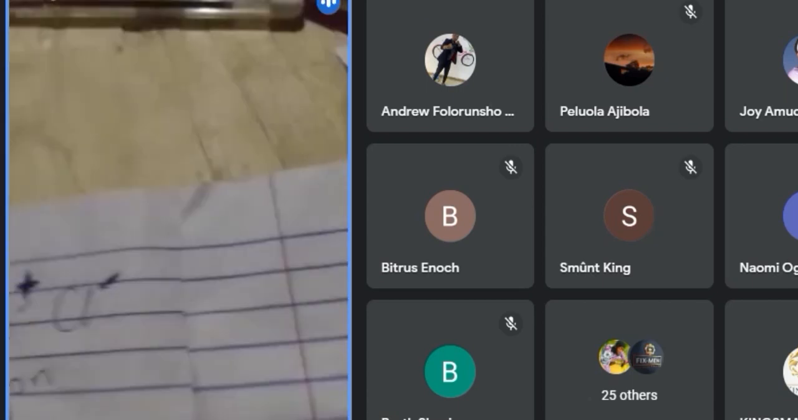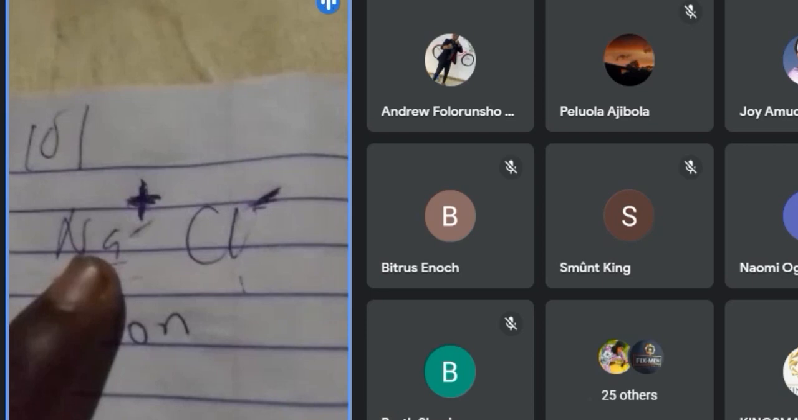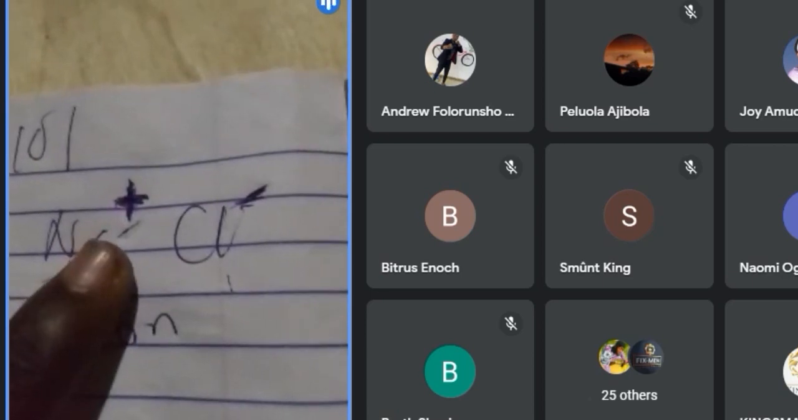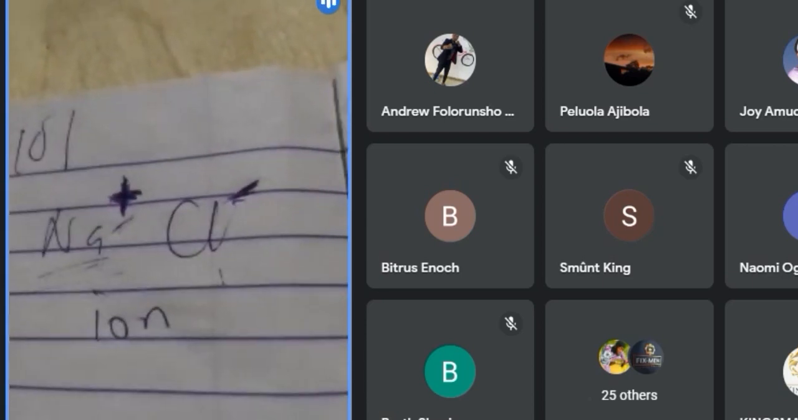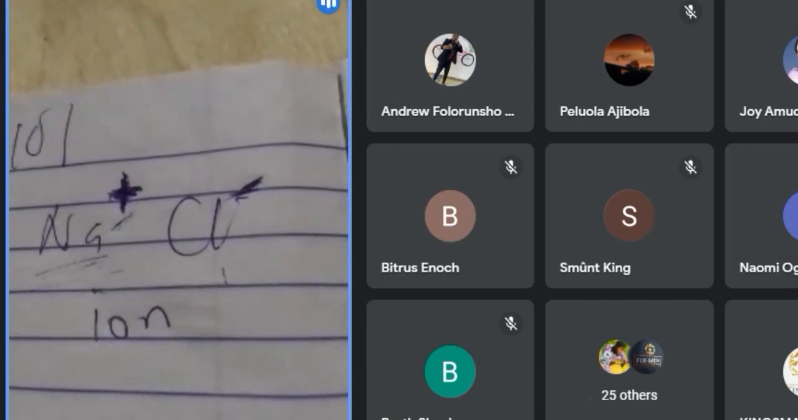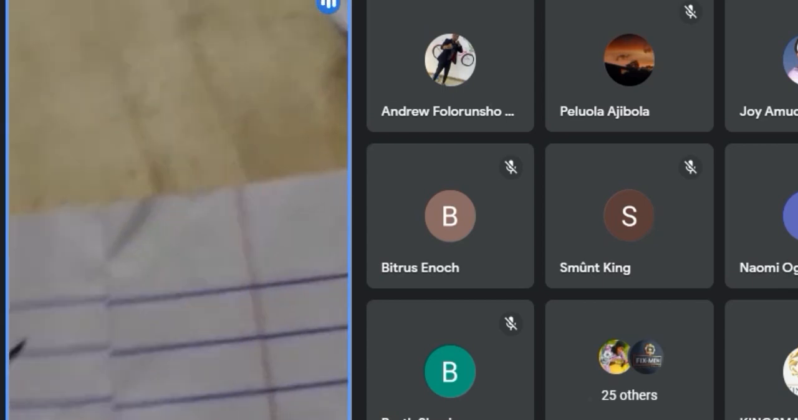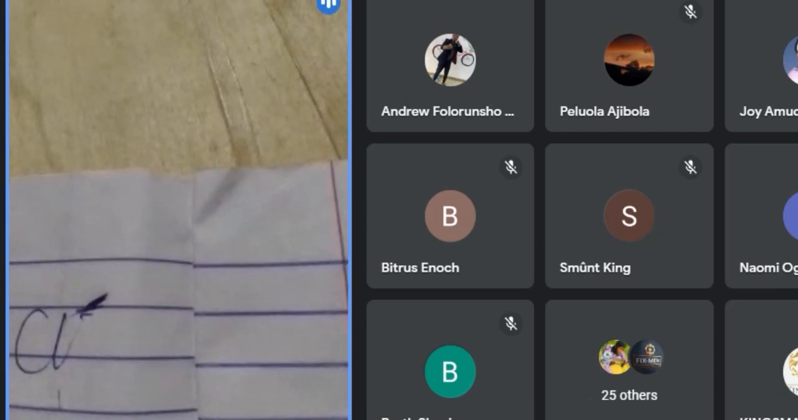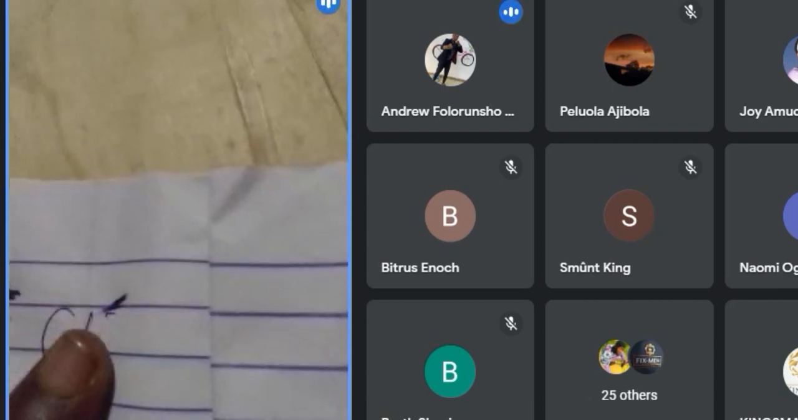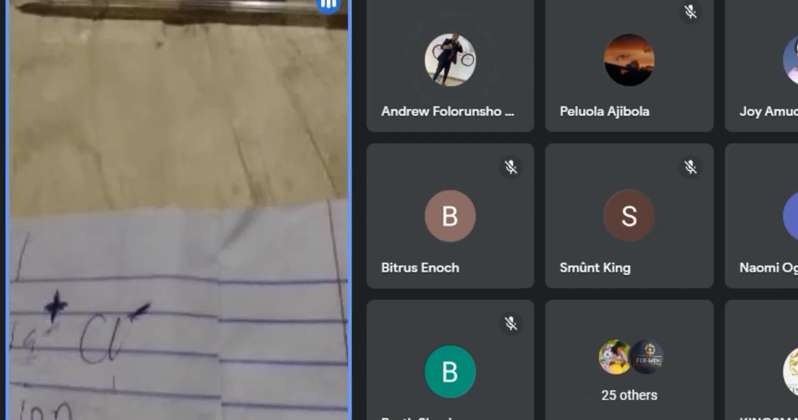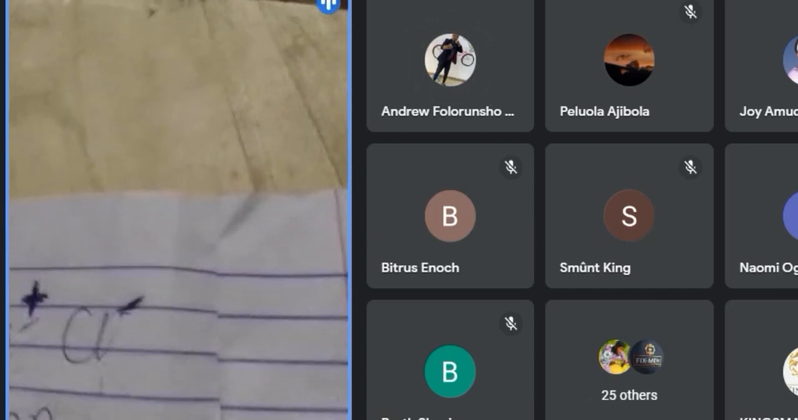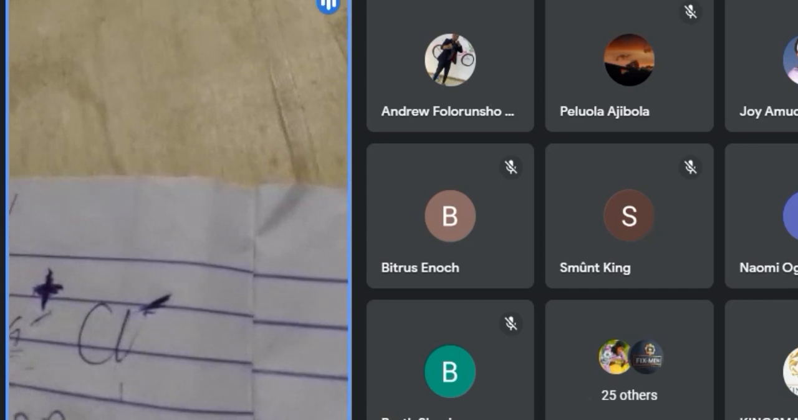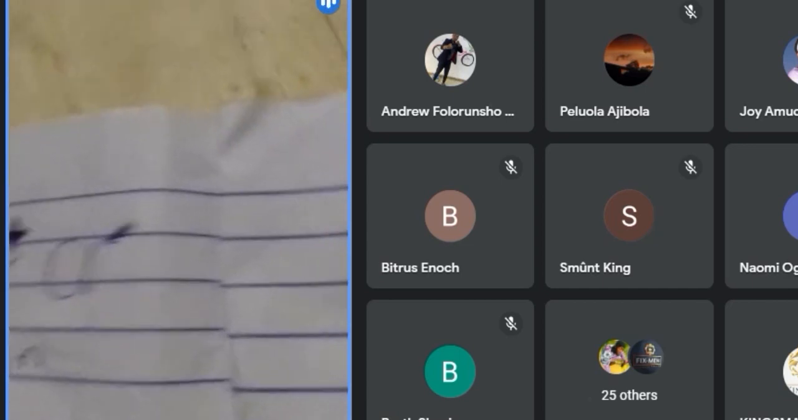So sodium ion, this one is cation, it is positively charged. Positively charged means it is losing electron. That's why its proton becomes dominant. Negatively charged means it is gaining electron. That's why the electron becomes dominant. That's why it is negative that is showing. So a cation is positively charged and anion is negatively charged. Those are the two types of ion we have.